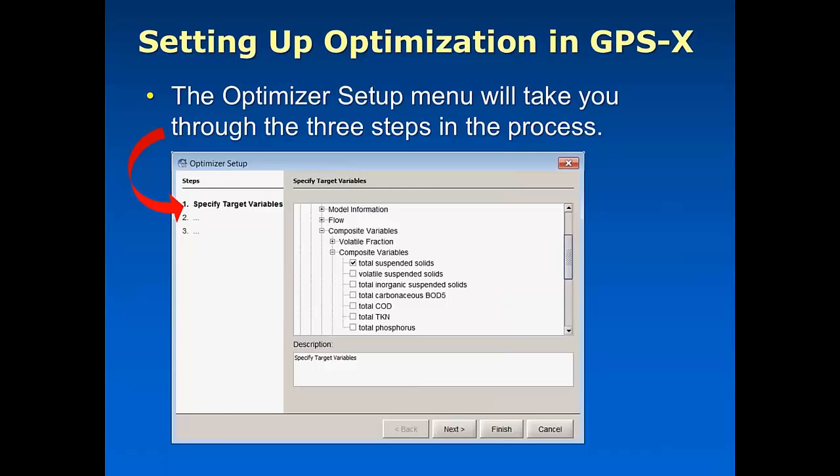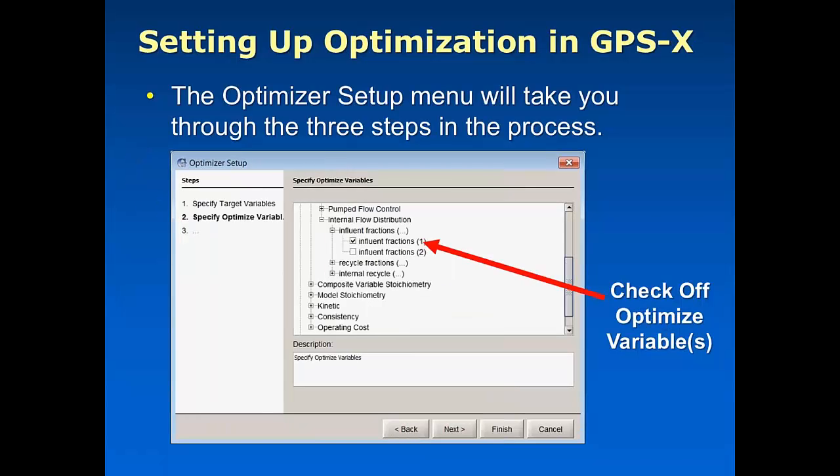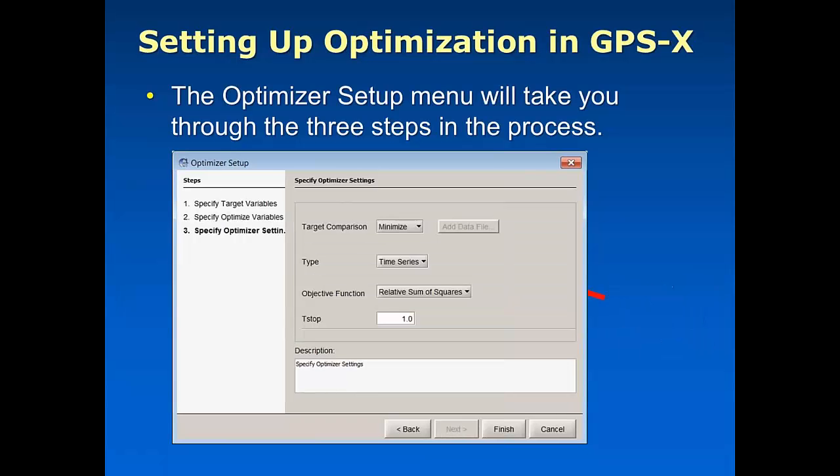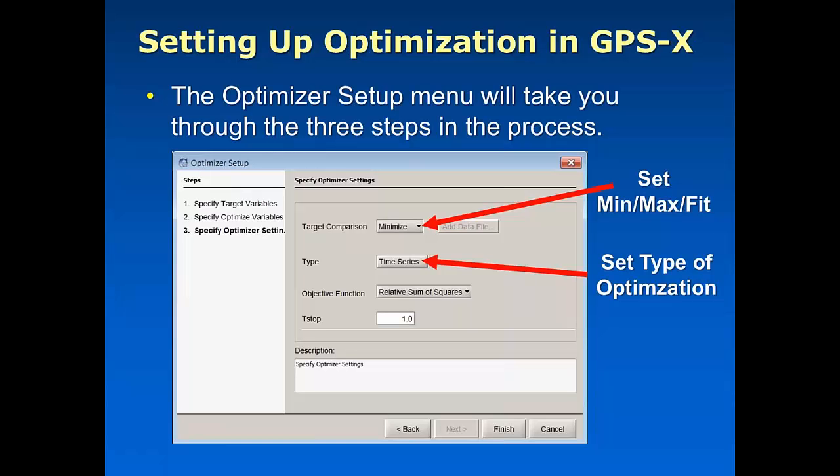And there are some steps that it's going to go through here that are shown on the left-hand side. So the first thing you have to do is check off what your target variable is. What is the variable that you want to minimize or maximize? Then you have to specify all of the things that you want GPSX to have control over. Those are the optimized variables, the ones that GPSX is going to adjust every time it runs a simulation. And then there are a number of other settings that you have to do as well. You have to specify whether it's minimize, maximize, or fit to data, whether it's a time series fit. And I'm just going to leave it and talk about time series for today. We'll have to come back and do the probabilistic and other things at some other time in the future.